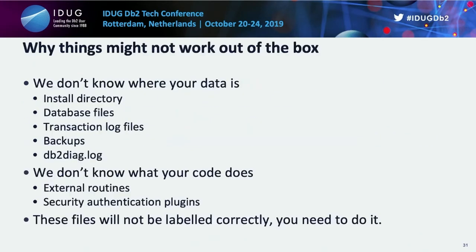Okay, now we're going to talk about customizing things for use, right? Where to put your data, how to label it. So for example, we don't know your install directory. The policy assumes it's in /opt/IBM/DB2, you might put it somewhere else. The policy is not going to work, right? Where your database files are, transaction logs, and backups can be configured. We don't know what your external routines are doing, your authentication plugins, or where your external tables are being written to, right? Things probably won't be labeled correctly. How do you deal with that?